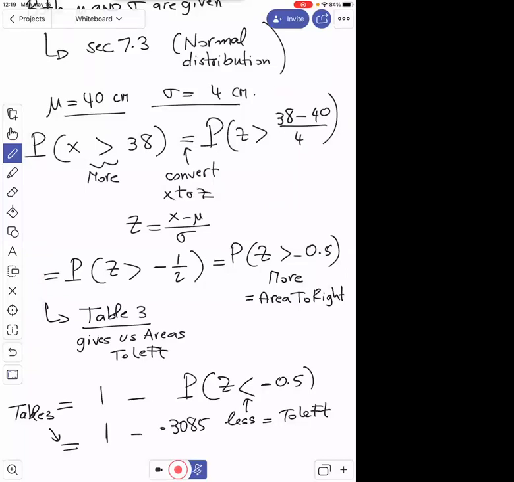right? So all I'm saying, guys, whenever you see both mu and sigma given, it's probably at some point you need to convert this variable x to this variable z and use this table 3, right? Of course, there are 3 different situations, 3 different cases. Sometimes you have more than some number, or less than some number, or between 2 numbers, right? More, that's the area to the right. Less, that's the area to the left. And between 2 numbers, then you need to take the difference between the numbers you get from the table.